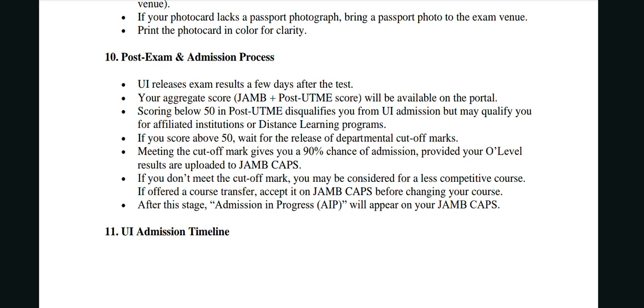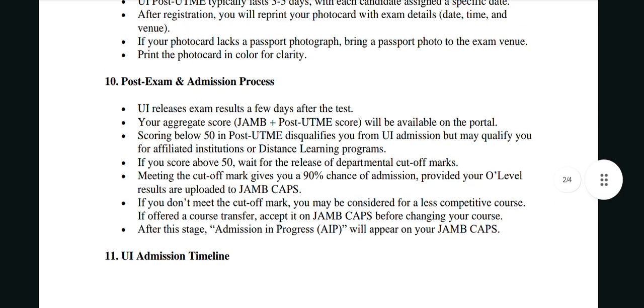So in course transfer, how it works is that you have known that you do not meet the departmental cutoff mark for the department you choose. The admission office would consider you for another course, if you are lucky, a less competitive course, after which you will accept that consideration on the JAMB portal, after which they will offer you admission, after which you will accept the admission, after which you will do change of course, then print admission letter.